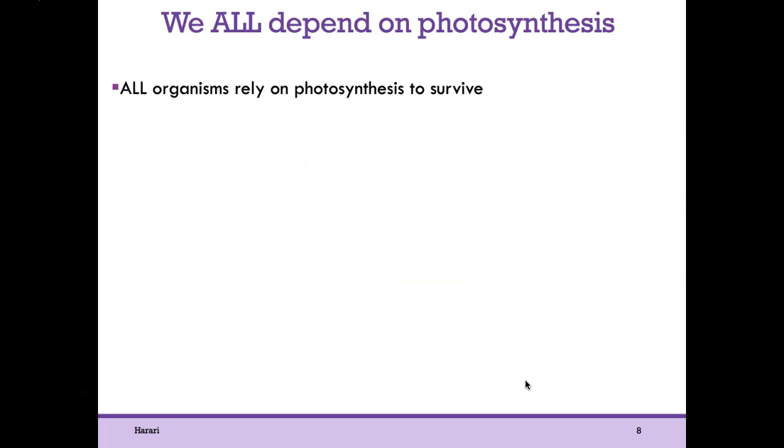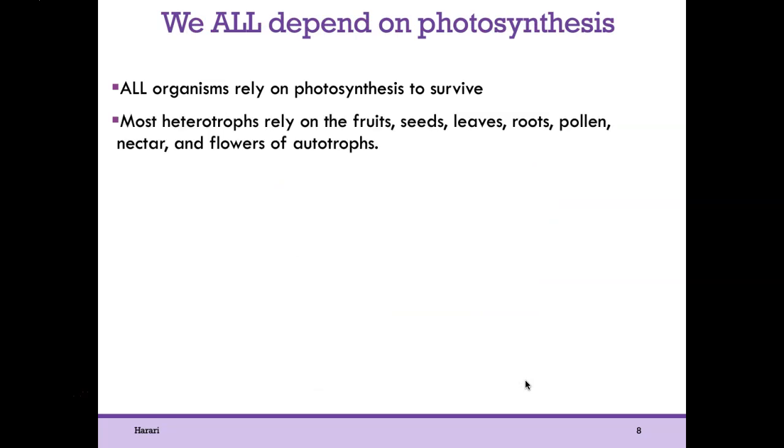So we all depend on photosynthesis. All organisms rely on photosynthesis to survive because we need their fruits, seeds, leaves, roots, pollen, nectar, and flowers. And so all organisms, with some exceptions, I don't want to say all organisms use plants, but most heterotrophs rely on plant products to survive.